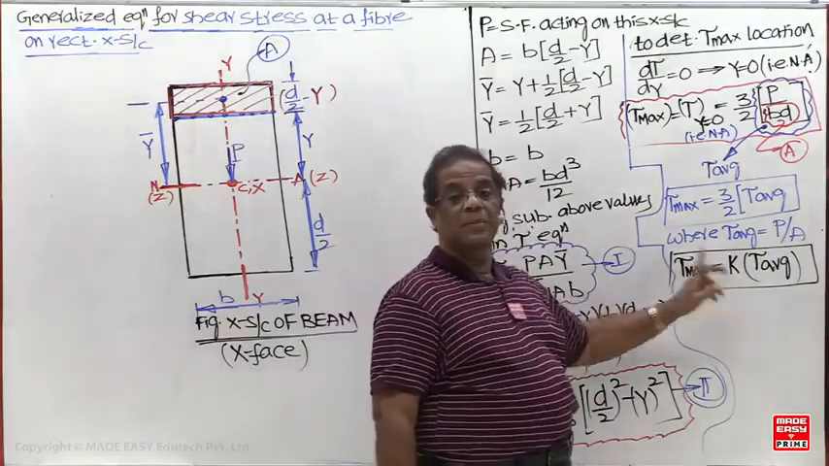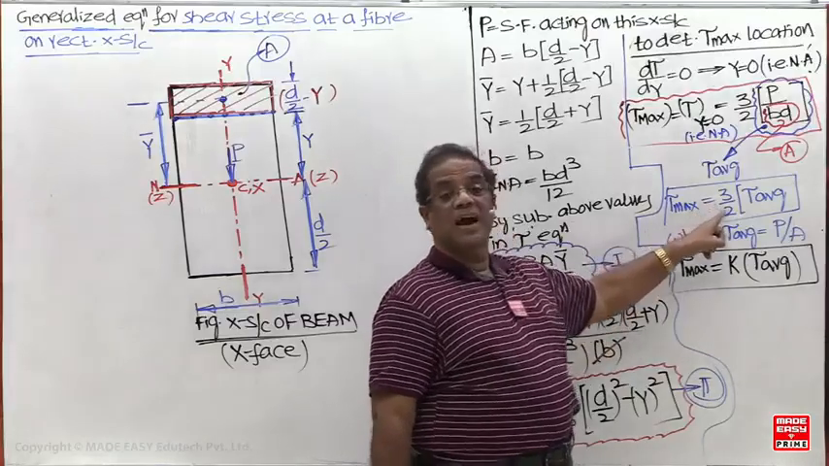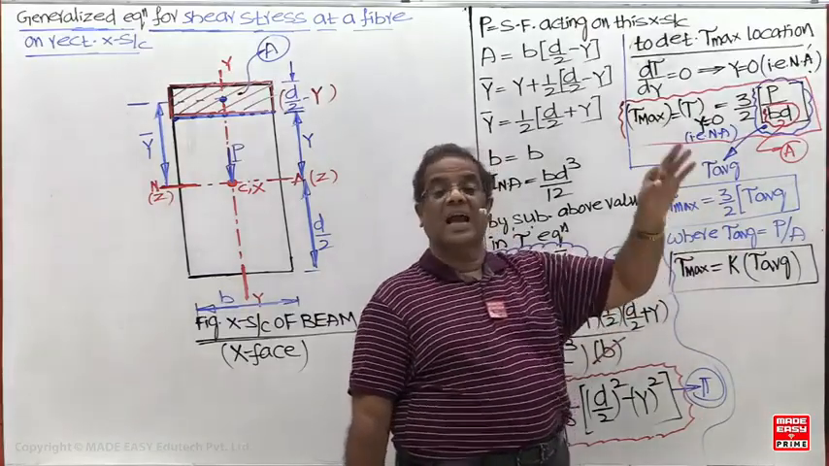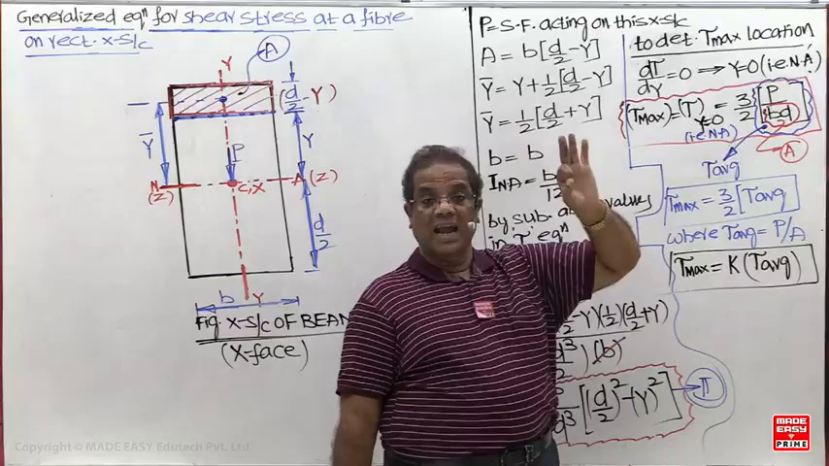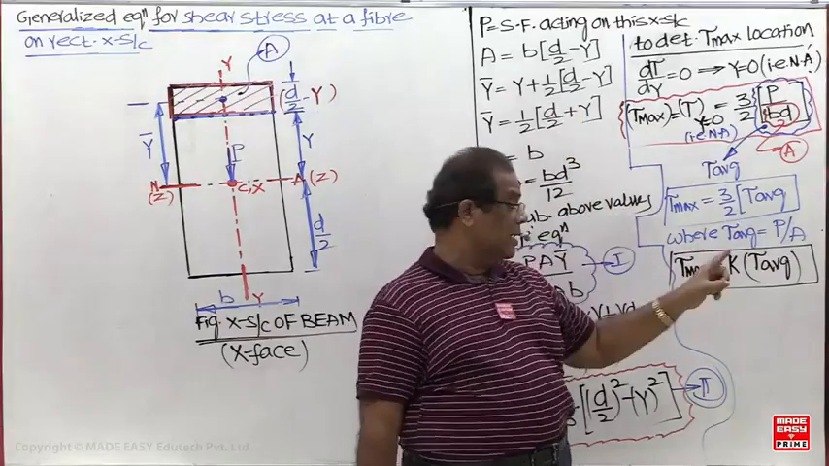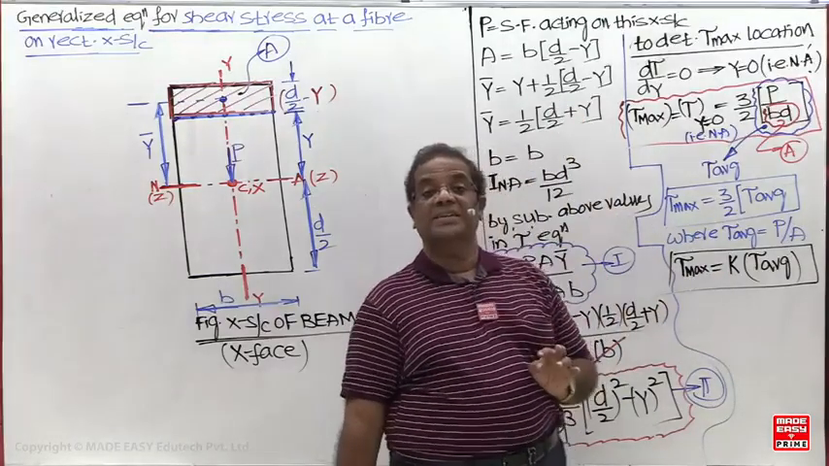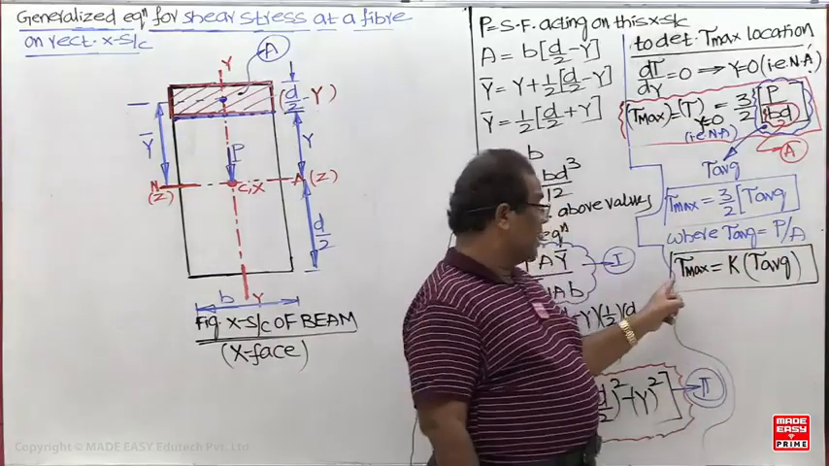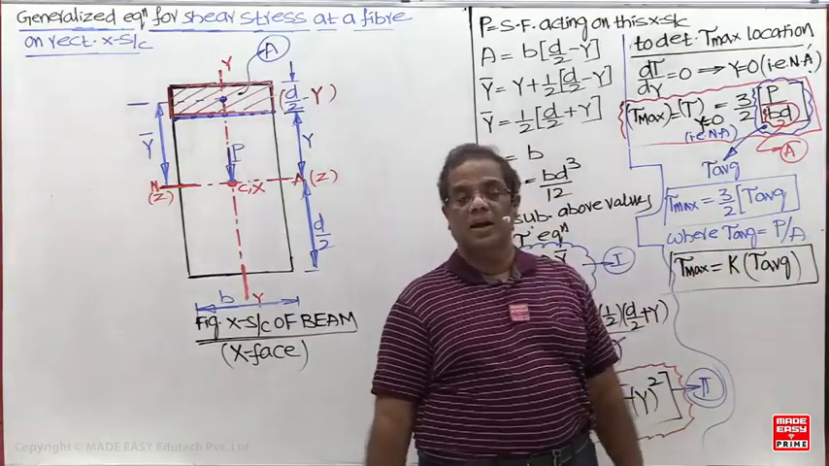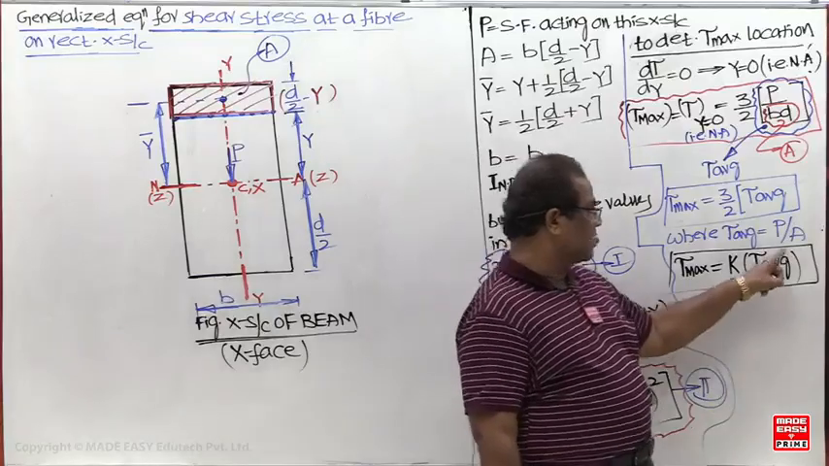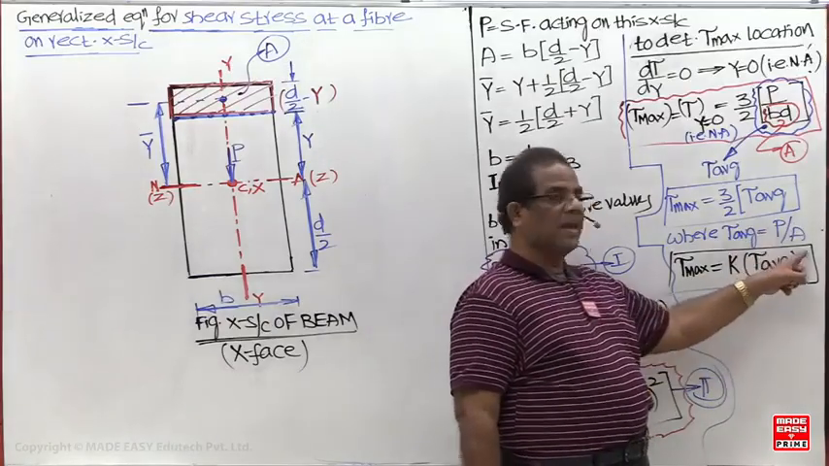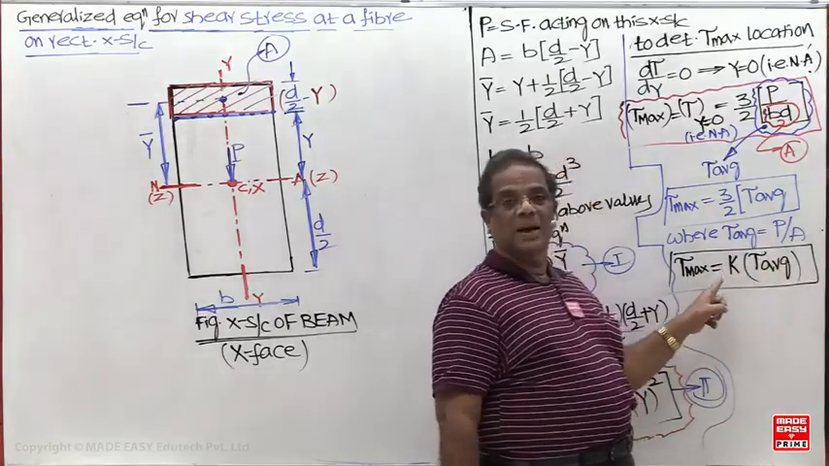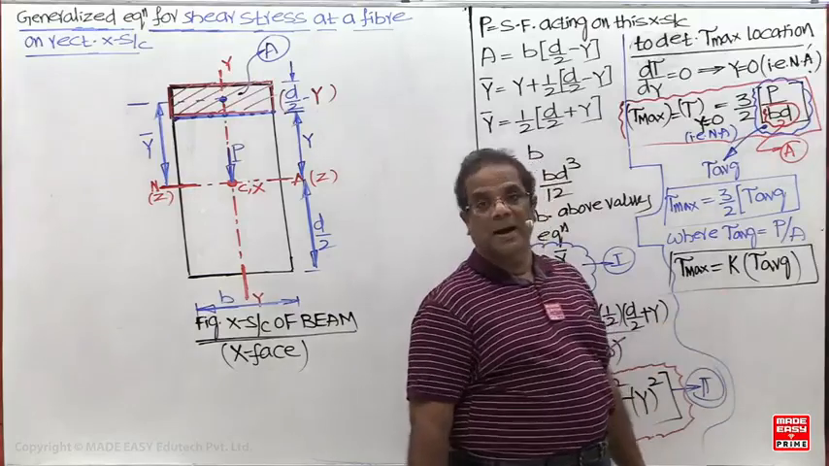Triangular, this constant is 3 by 2. This 3 by 2 is valid for triangular, rectangular and square. For rectangular, triangular and square, the constant is 3 by 2. For the diagonal square, 9 by 8. Only the area is already known. Can you give the tau max equation for circular directly? What is the tau average for circular? P by A, 4P by pi d square, into 4 by 3, gives 16P by 3 pi d square.